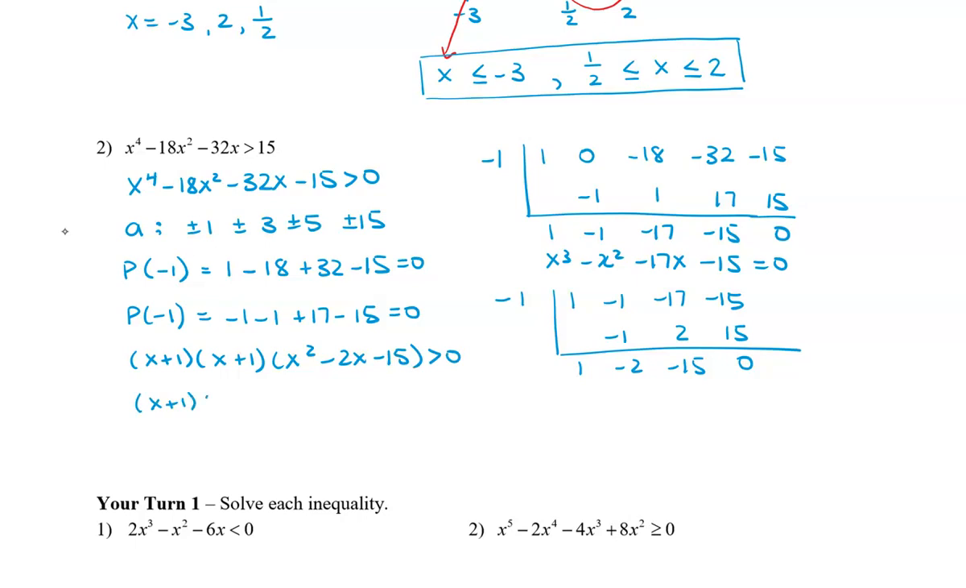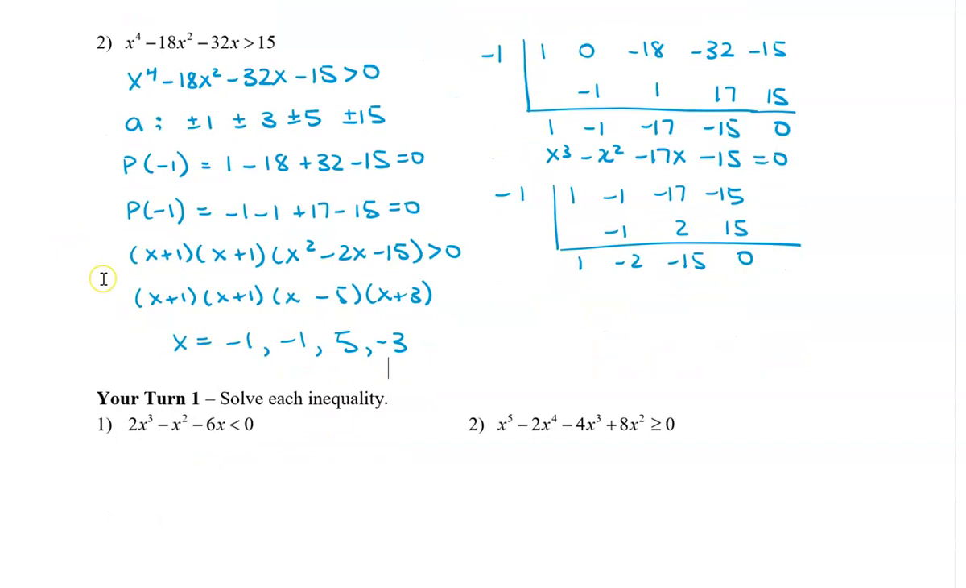So we're going to factor the trinomial. x minus 5, x plus 3. So we have -1, -1, 5, and -3. All right, so I'll just squeeze this in here. So when I draw my graph, I'll have -3, -1, and positive 5. Now you'll notice that there's a double root of -1, and our leading coefficient is positive, which means that our graph opens up because it's also a power of 4, which is even.